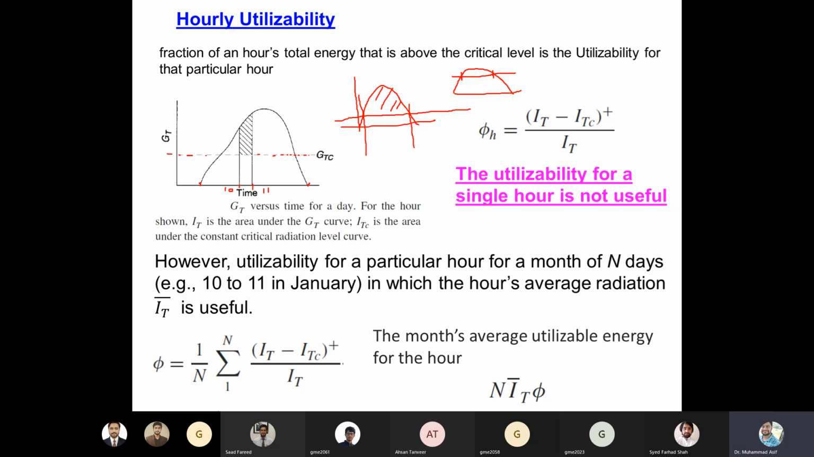And from this equation, if you multiply n and this average IT, when you take the average, you put a bar on that. So the remaining will be the average of the IT minus IT. That's called the month's average utilizable energy for that particular hour, right? So you can also calculate, for that particular hour, the average utilizable energy by calculating the value of phi.